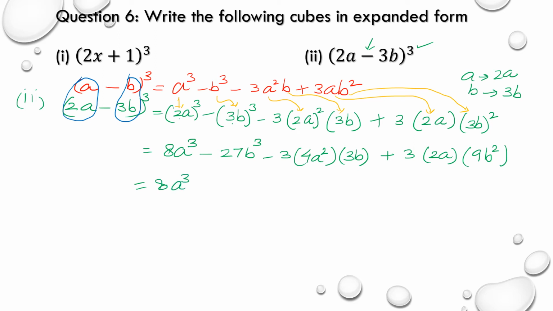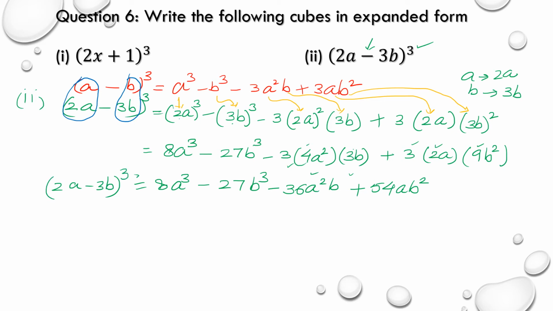So this is 8a cube minus 27b cube minus, now let's multiply these three. 3 4s are 12, 12 3s are 36, so minus 36a square b plus 9 2s are 18, 18 3s are 54, 54a b square. So this is the way we have expanded 2a minus 3b whole cube by using the cubic identity. Right? Now let's move to next question.